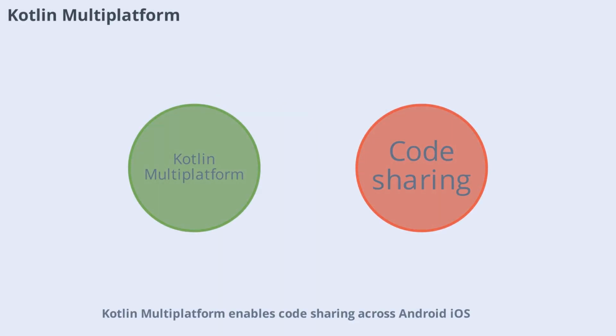Kotlin Multiplatform enables code sharing across Android, iOS, and other platforms. By writing common business logic in Kotlin, you reduce development time and maintain consistency. Multiplatform projects use expect/actual declarations to handle platform-specific implementations. This approach streamlines development, reduces duplication, and accelerates feature delivery. It's especially valuable for teams targeting multiple platforms.